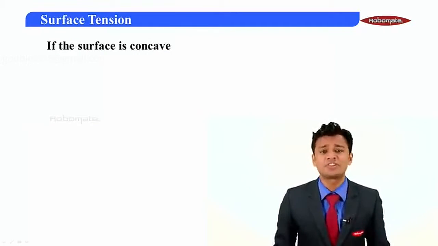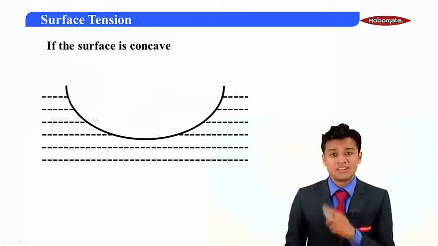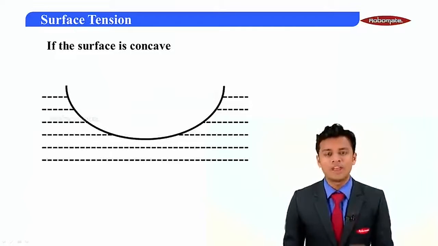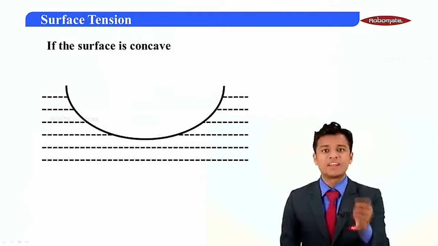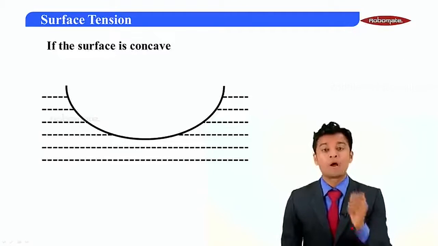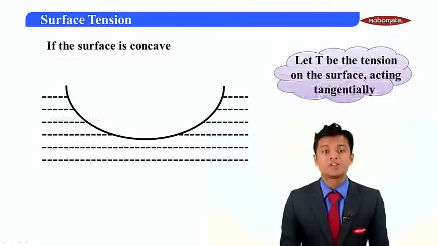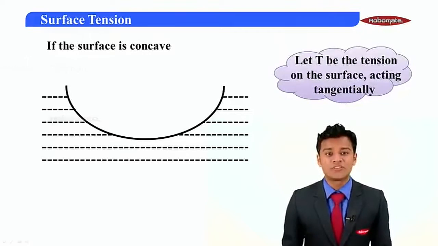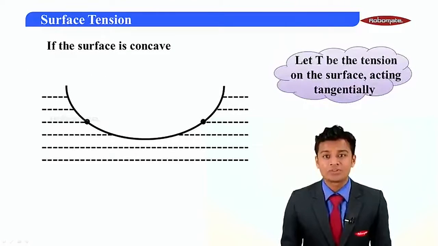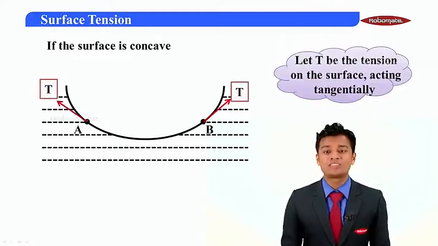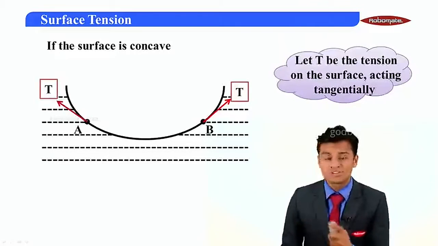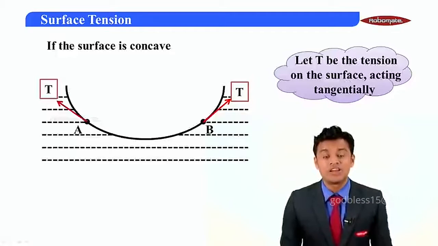Let us consider the very first case. If the surface is concave, something as shown. Now I know that a surface is always under tension. Because of its tension, it always wants to reduce its own area, and in order to reduce its own area, it is always stretching itself. So let T be the tension on the surface acting tangentially. Let us say we have 2 points A and B, and the arrows are showing the direction of the tension on that surface.